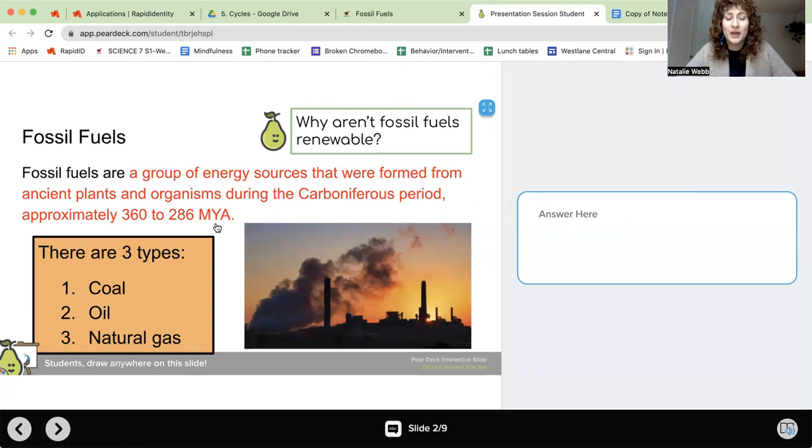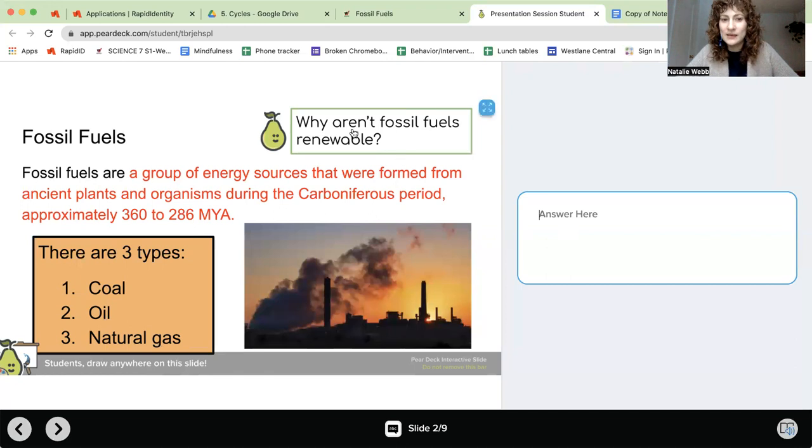Because of this, when all of these life forms died, and some of them got buried under other types of rocks, they were eventually able to become these 3 types of fuels. So fossil fuels is a group of 3 types of fuels: coal, oil, and natural gas. Coal is solid, oil is liquid, and natural gas is gas.